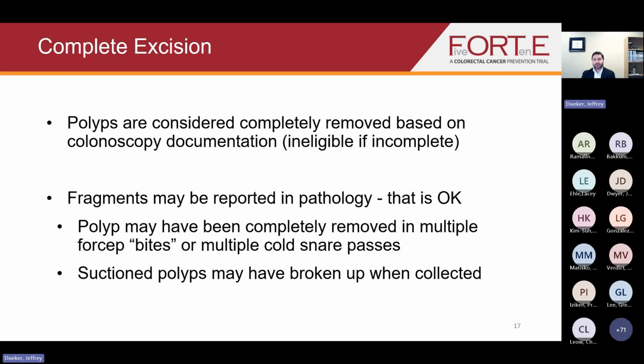Now, remember, we talked about this. Fragments may be reported in pathology, and that's okay because they were either removed with multiple forceps bites, or maybe it got broken up when it went through. So the fact that there's fragments does not translate directly into incomplete removal. The endoscopy report will tell you if it was completely removed, and I would say in the vast majority of cases for small polyps, the answer is yes, they were, unless there's some documentation in the report that it was incompletely removed.